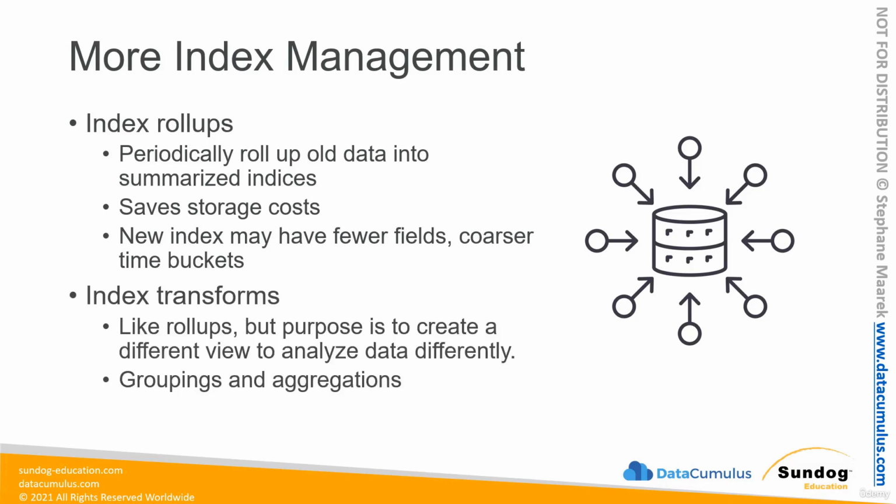Also, index transforms are available. Same idea as rollups, but the purpose here is not to summarize data, but just to analyze it differently, to create a different view of it. And you might do things like groupings and aggregations there. So for example, I could group all of my data by some identifier and have a separate view that's grouped by that separate field that I care about. Or I could have aggregations. Maybe I care about the sum of everything within that group, or the sum of everything within a certain period of time, or the average, whatever it might be. An index transform can automatically create those new views for you.